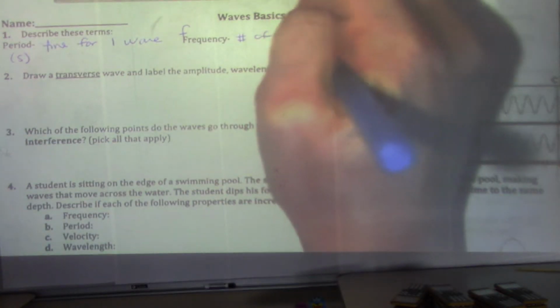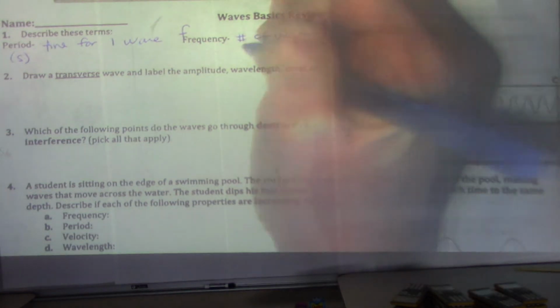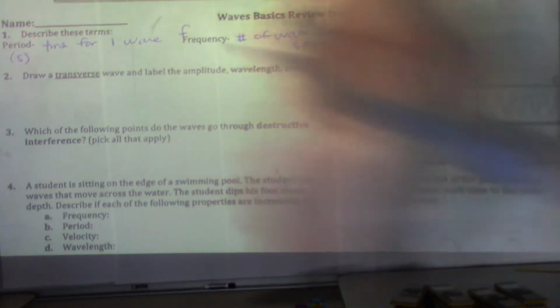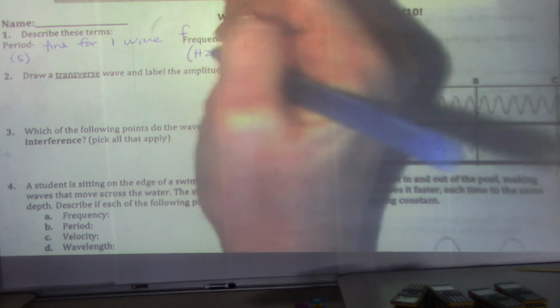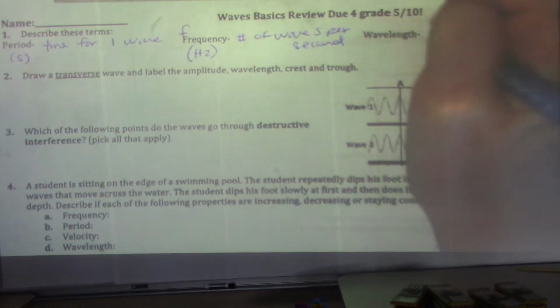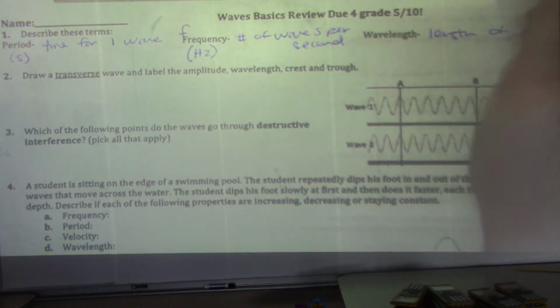So in 1 second, how many waves go past? That one is literally the number of waves divided by the number of seconds. So dividing by seconds, that's called hertz. And wavelength is the length of one wave.